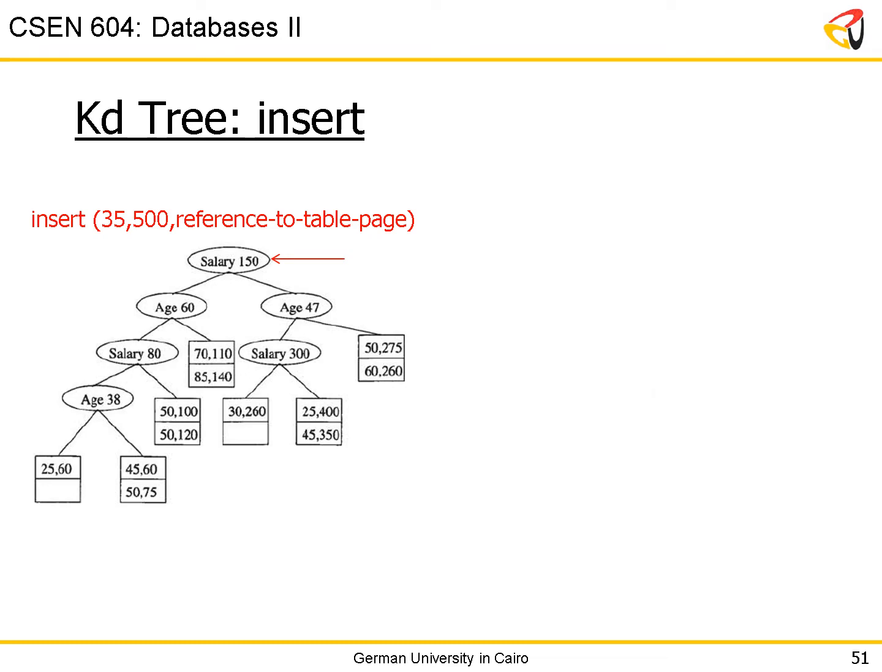Now let's do another one in order to see things a little bit clearer when it comes to creating those pages. I'm inserting now 35 and 500. 500 as a salary is greater than 150, I go to the right. 35 is less than 47, I go to the left. 500 is greater than 300, I load this page following the reference, and to my surprise, or perhaps not, I am finding a full page.